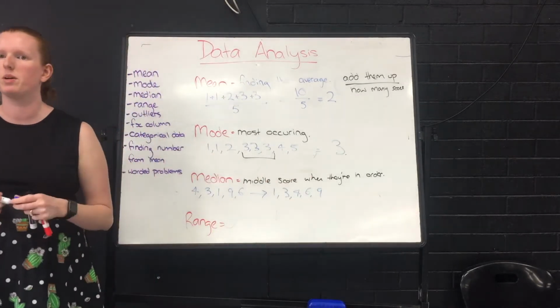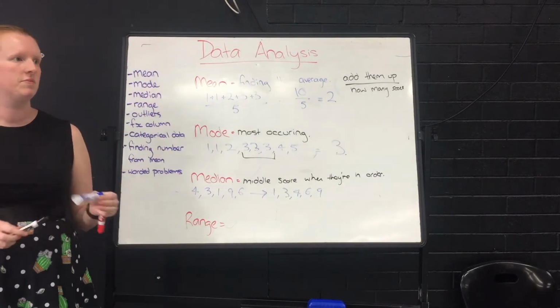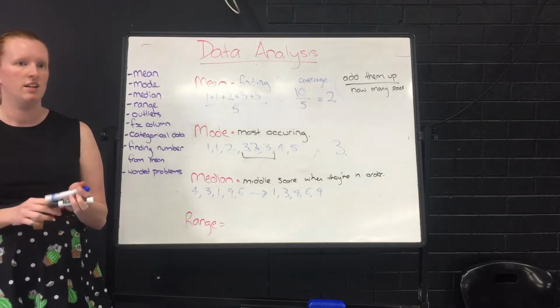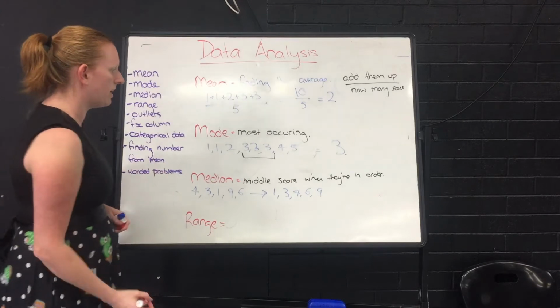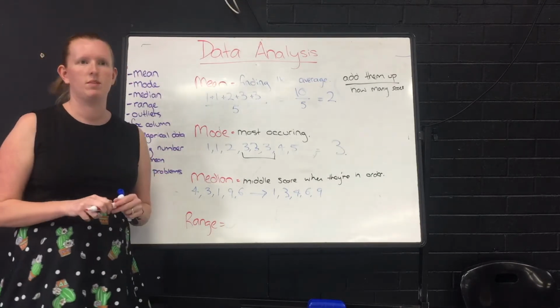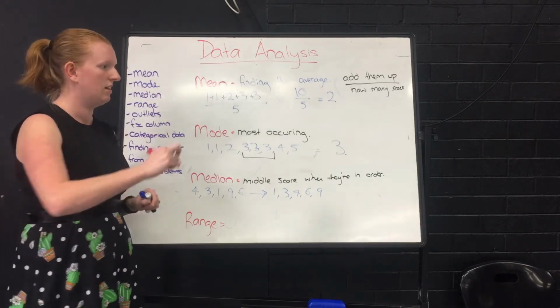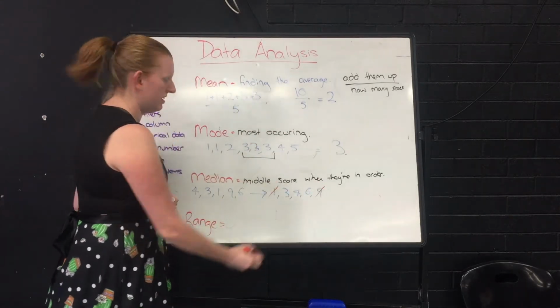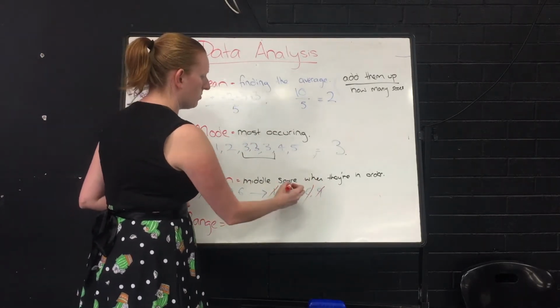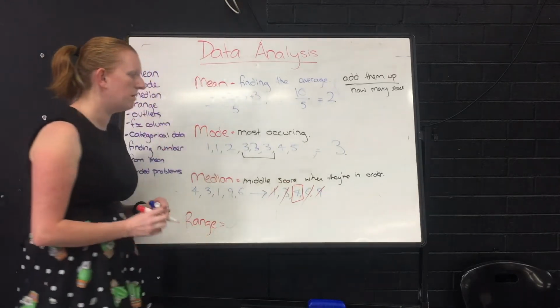And now what do I do? Sandy, great. And how do I do that? Miss the middle number. Awesome. I'm going to cross one off at the start, cross one off at the end. Cross one off at the start, one at the end. Whatever's left in the middle is my median.